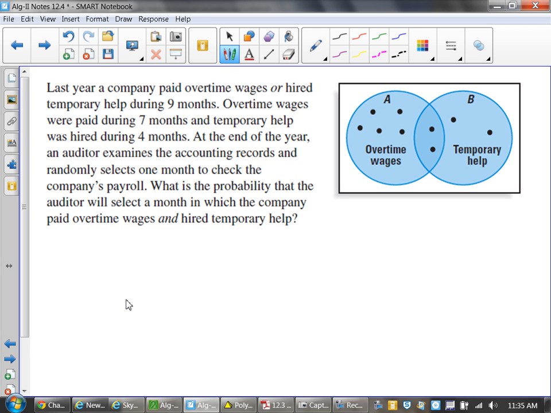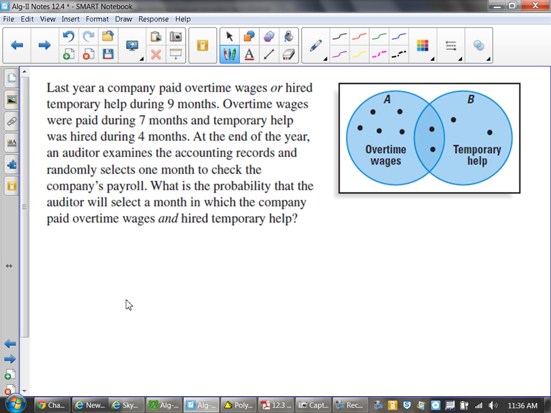In this example, they're talking about a company that paid overtime wages or hired temporary help during 9 months. Overtime wages were paid during 7 months, and temp help was hired during 4 months. At the end of the year, an auditor examines the account records and randomly selects 1 month to check the company's payroll. What's the probability that the auditor will select a month in which the company paid overtime and hired temp help? So right there with the word where they're saying they hired temp help and they paid overtime, that means it's not mutually exclusive. Everybody okay with that?